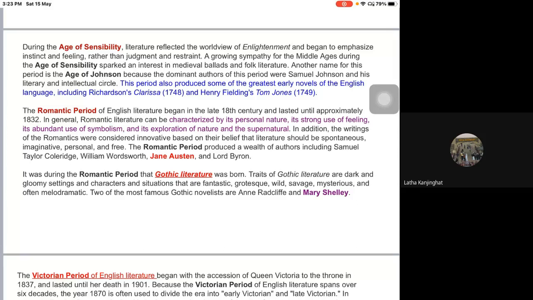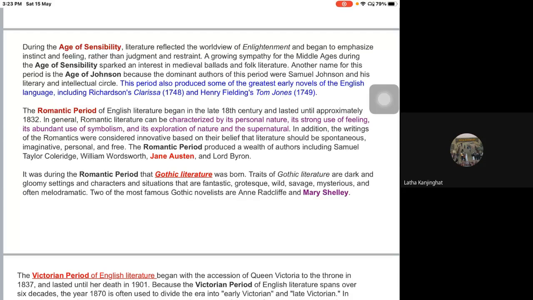In addition, the writings of the Romantics were considered innovative based on their belief that literature should be spontaneous, imaginative, personal, and free. Like Wordsworth's Daffodils, you might have studied the poem, right? Very spontaneous, right? Seeing the flowers and writing about it, right? And how he defined poetry itself, as something that was oft thought but never so well expressed. So spontaneity was given importance during the Romantic period.